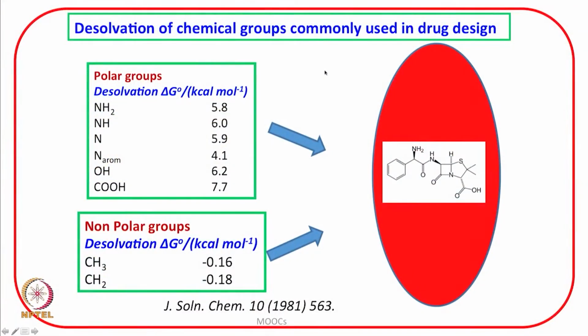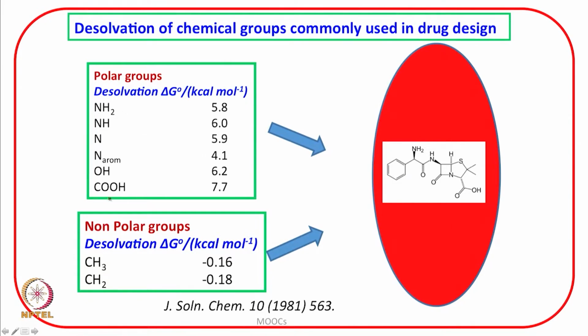Let us take a look at this slide. This slide lists the values of desolvation in terms of kilocalorie per mole for various groups. These are the various chemical groups which are commonly used in drug design. Desolvation delta G naught for NH2 is 5.8 kilocalorie per mole. NH is 6, N is 5.9.